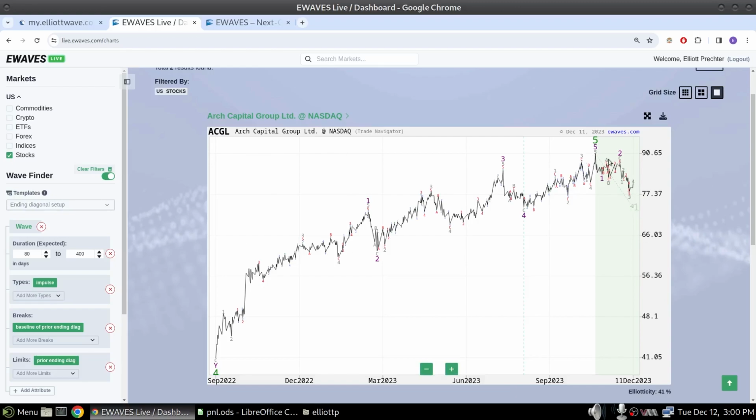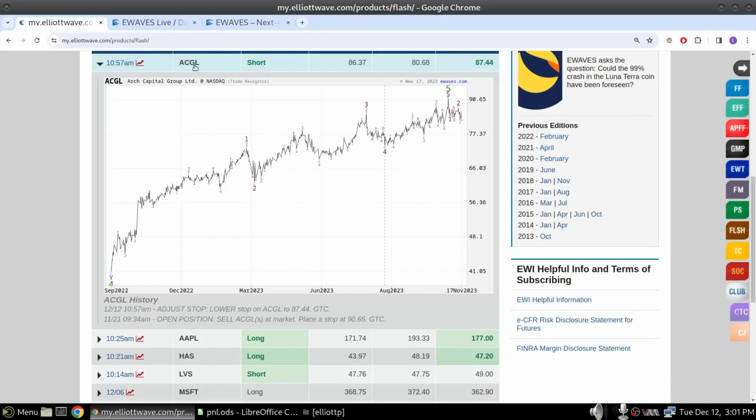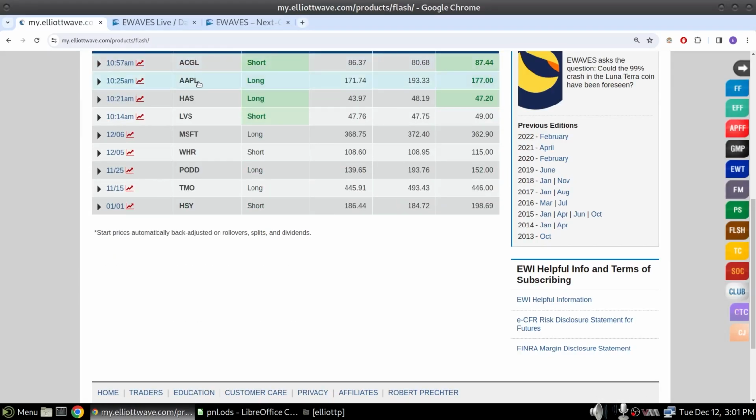But of course, we'll have to see how the market plays out because there are absolutely no certainties in any of this. Let's move on and look at one of the long positions here. Let's close ACGL and let's look at Apple.